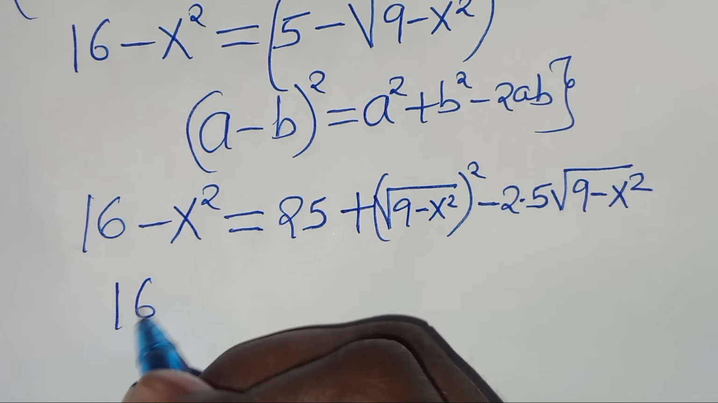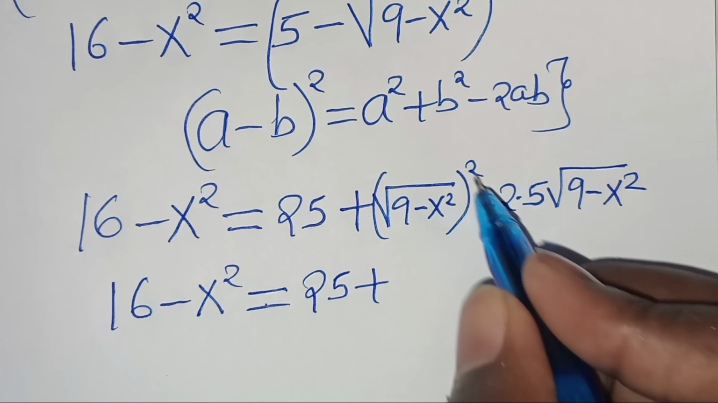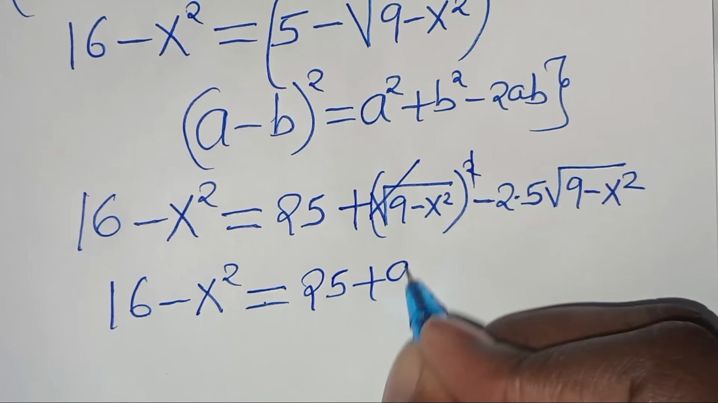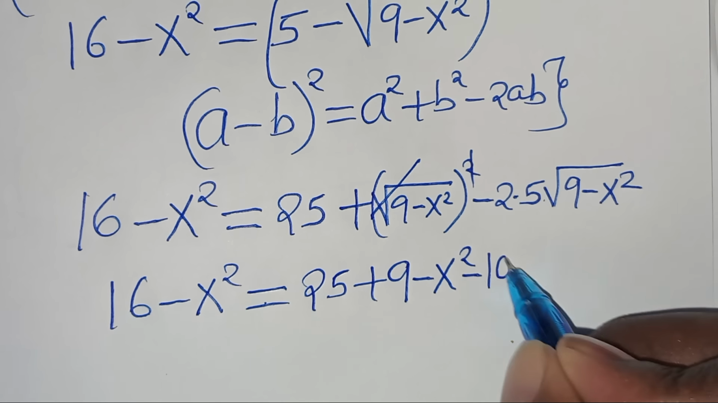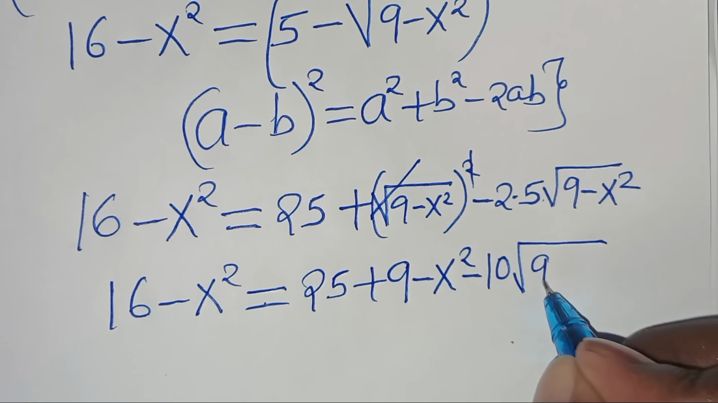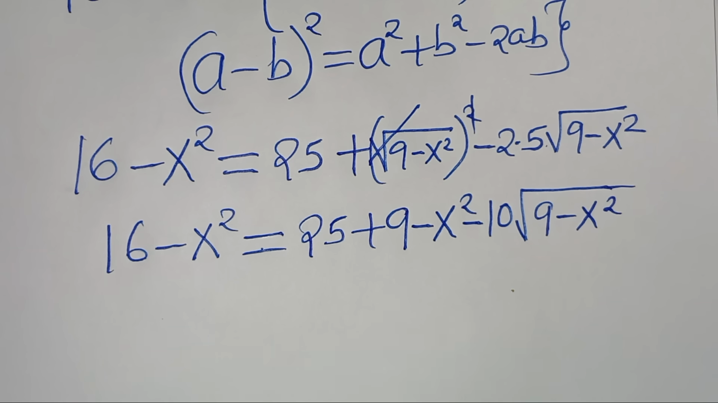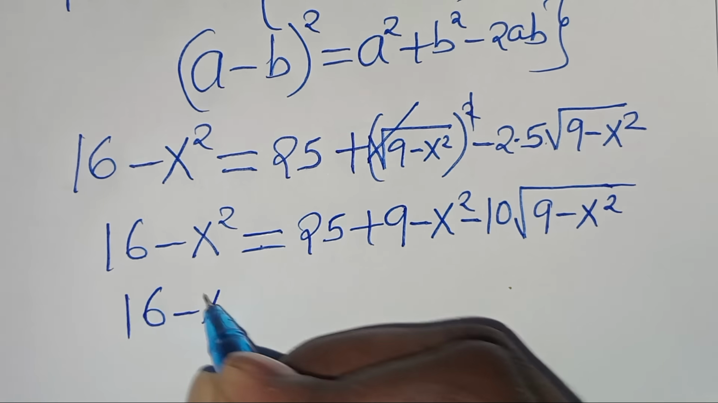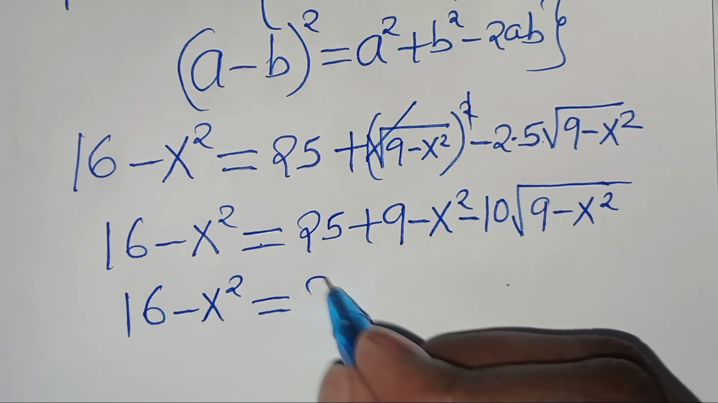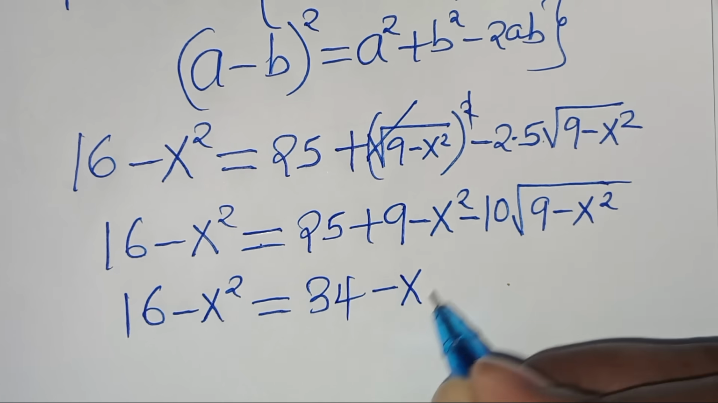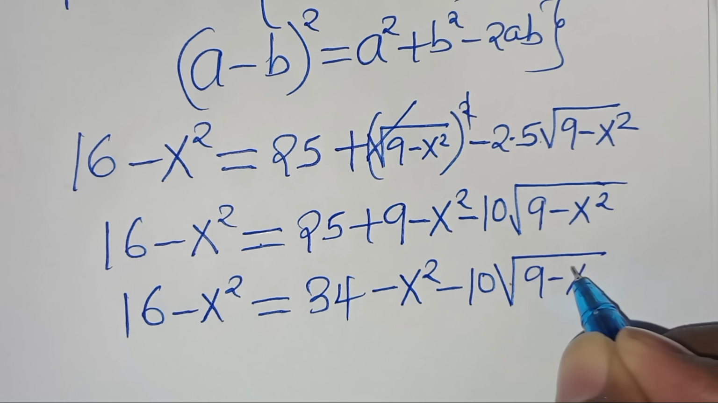So this means we have 16 minus x to the power of 2. This is equal to 25 plus, let's eliminate the square root sign here. So this is plus 9 minus x to the power of 2 subtract 2 times 5, which is 10, multiplied by square root of 9 minus x to the power of 2. The next step is that we have 16 minus x to the power of 2. This is equal to 25 plus 9. This is equal to 34 minus x to the power of 2 minus 10 square root of 9 minus x to the power of 2.